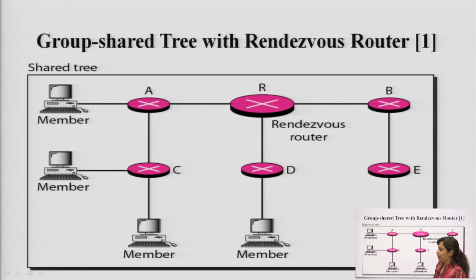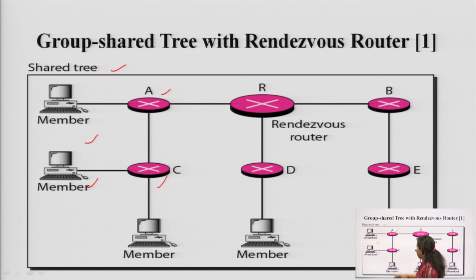Now, this is group shared tree with rendezvous router. Now, what is this one? This is the shared tree. You can see these are the members which are connected to different routers. So, these routers are forming the rendezvous router. Like you can see that this member is connected to this router, this member is connected to.